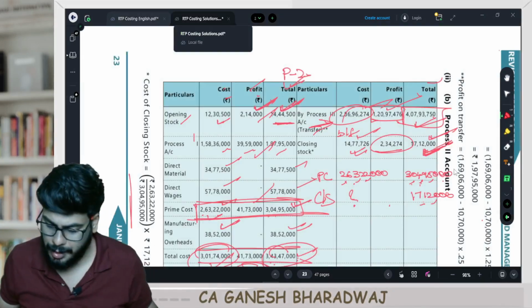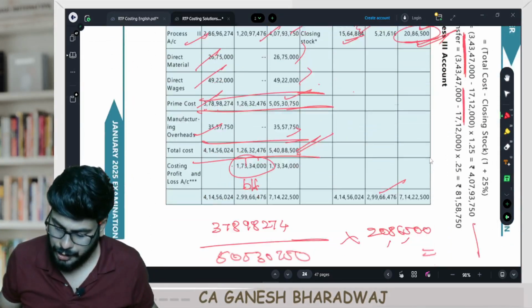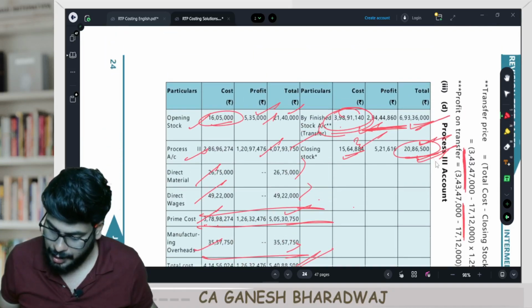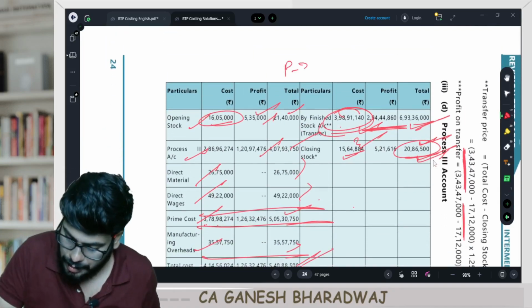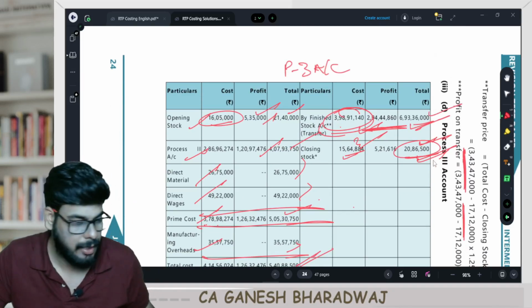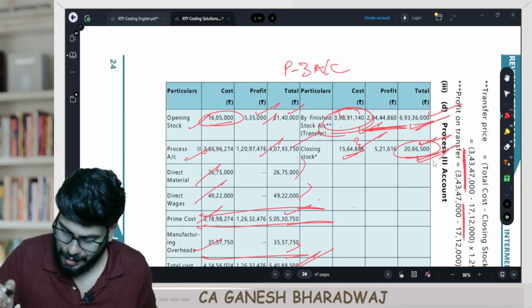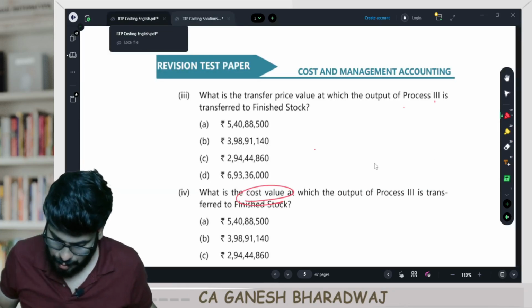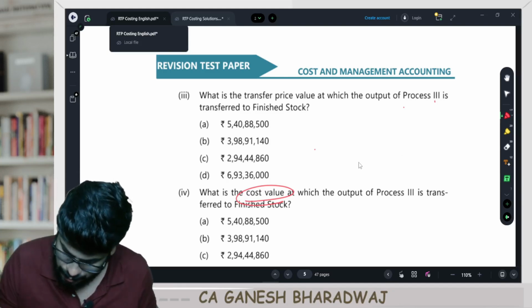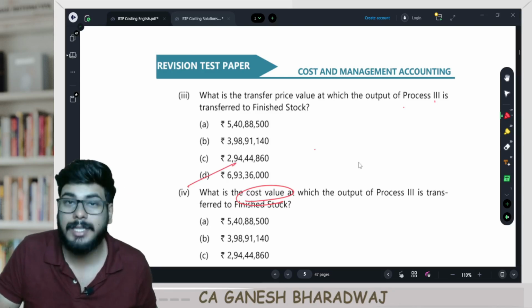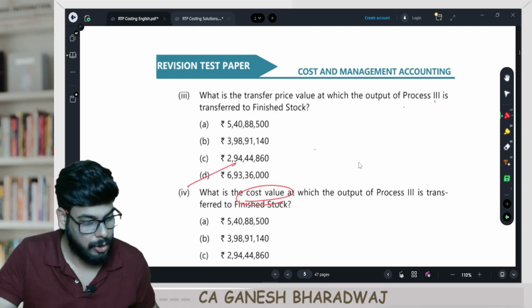You can just go to P3 account. You just go to P3 ledger, and here you can see, this is going to be the process 3 account, right? The TP value is 693,36,000. That I think is option number B, right? So option number B, yes, sorry, option number D, that's going to be 693,36,000, right? That's going to be option number D.